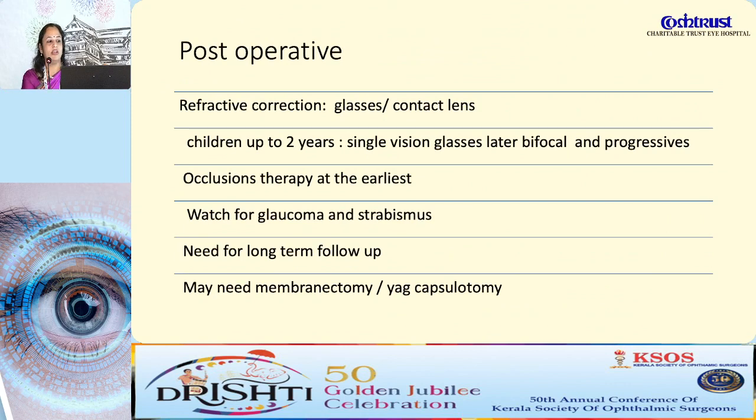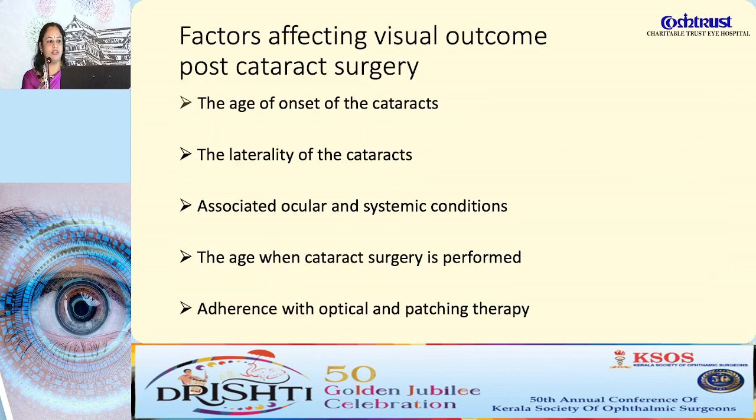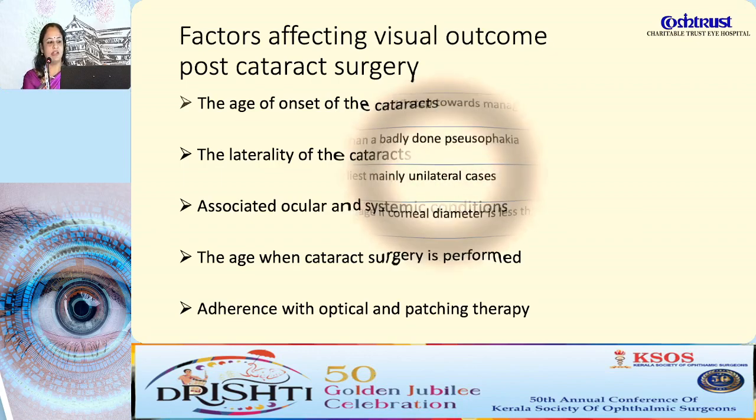Postoperatively, refractive correction has to be given and occlusion therapy has to be started at the earliest. Watch for glaucoma and strabismus. You need to have a long-term follow-up, and may need membranectomy or YAG capsulotomy at a later stage. These are the factors which will affect the visual outcome: the age of onset of cataract, the laterality of the cataract, whether it is associated with ocular and systemic conditions, and the age when cataract surgery is performed. Adherence with optical and patching therapy is necessary. You have to confirm that with the parents as well.